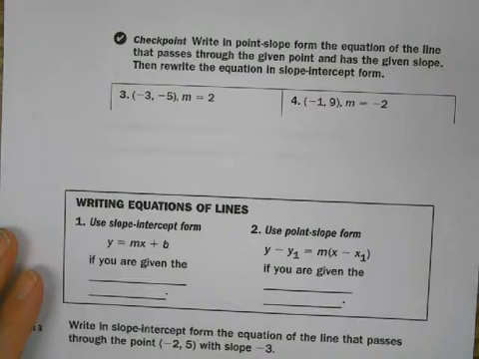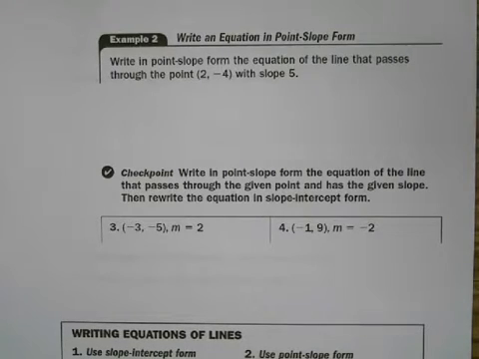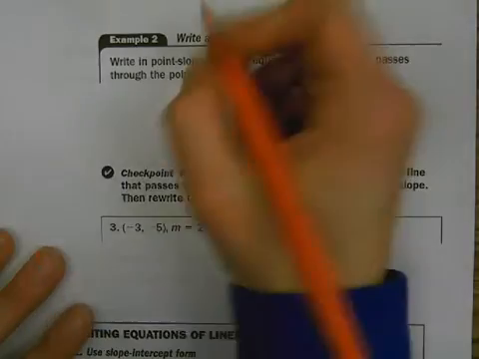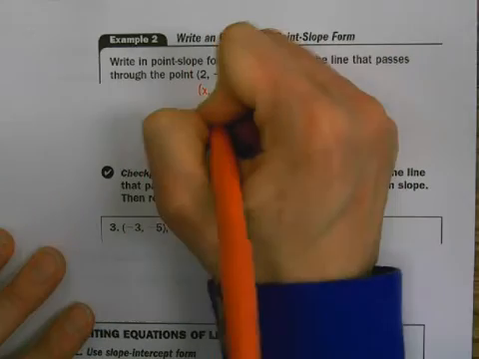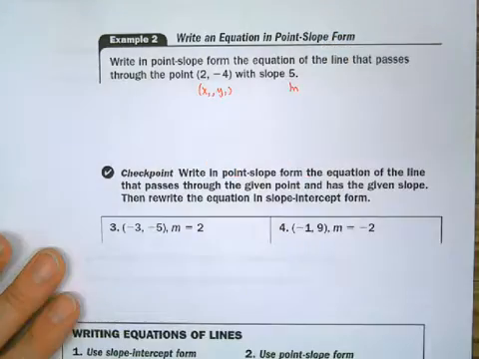All right, so let's flip and see what else we need to be able to do here. This is a nice, actually pretty basic example because they're going to tell you exactly the information that you need. It's asking you to write in point slope form the equation of the line that passes through the point (2, -4) and has a slope of 5.